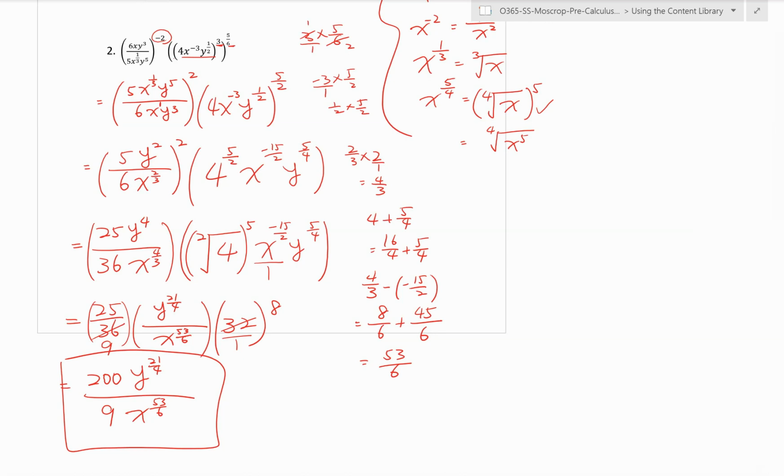So that's it for this lesson. It's not a real lesson. It's just showing you examples of how you can apply your exponent laws. And that's the end of this unit.